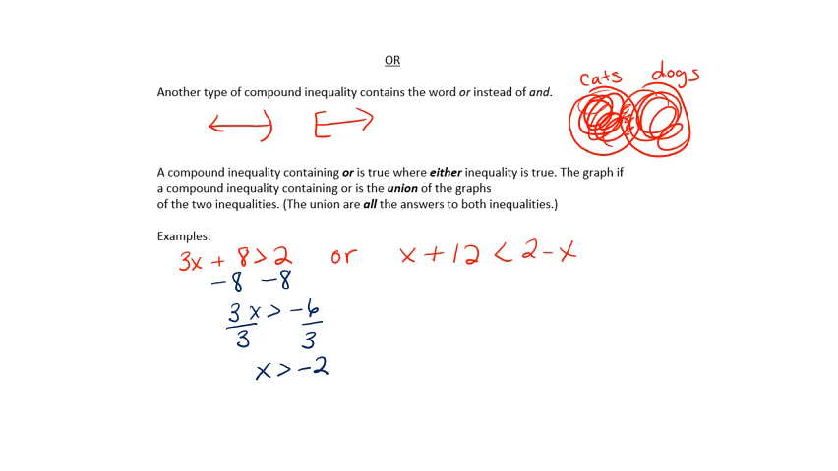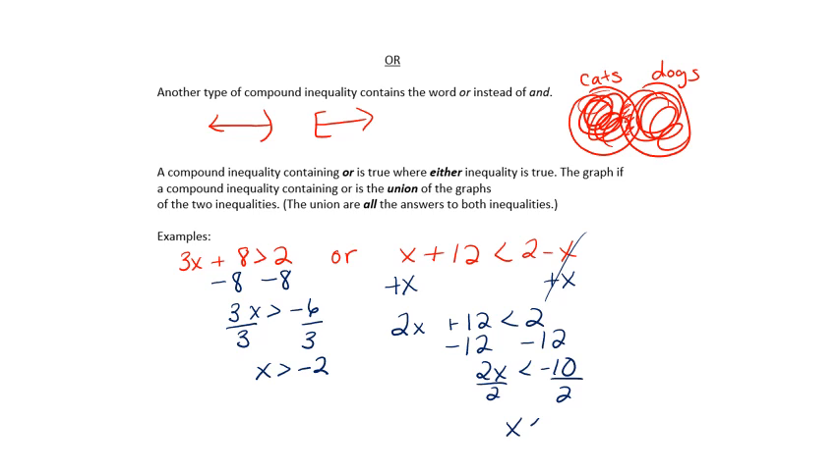On this one, I want my variables on the same side. So I'm going to add x from here to here. It's a minus x, so to get rid of it, I add it. I have 2 x's now, plus 12 is less than 2. Now I'm going to subtract 12 and divide by 2. Subtract 12. 2x is less than -10. Divide by 2. Dividing by a positive, so I don't need to switch the sign.